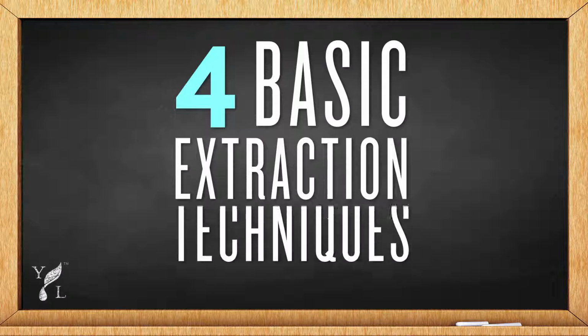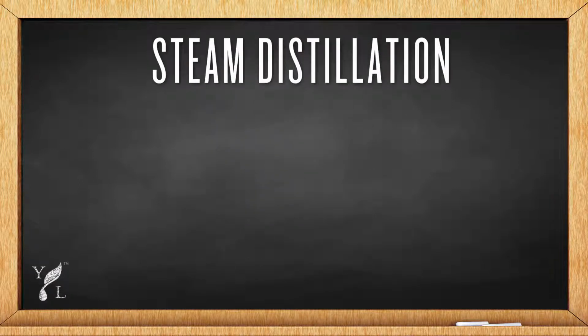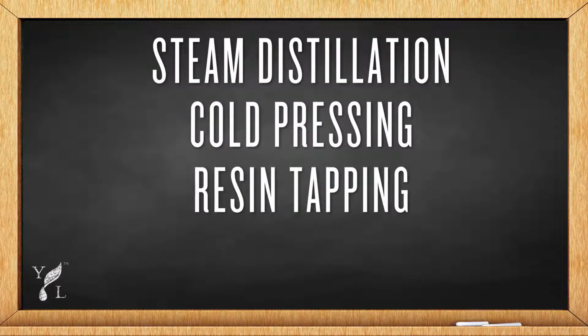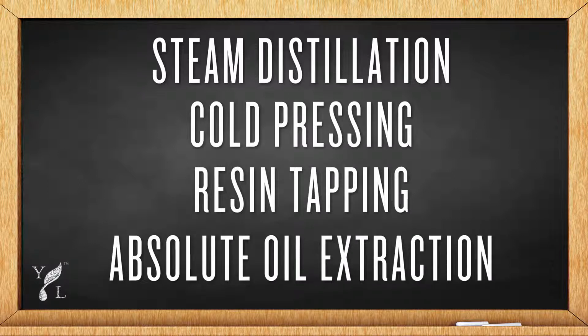In this video, you will learn how essential oils are extracted. You may wonder how essential oils are extracted from plants. Four basic extraction techniques exist: distilling, cold pressing, resin tapping, and absolute oil extraction. And I'd like to cover each of these in detail.